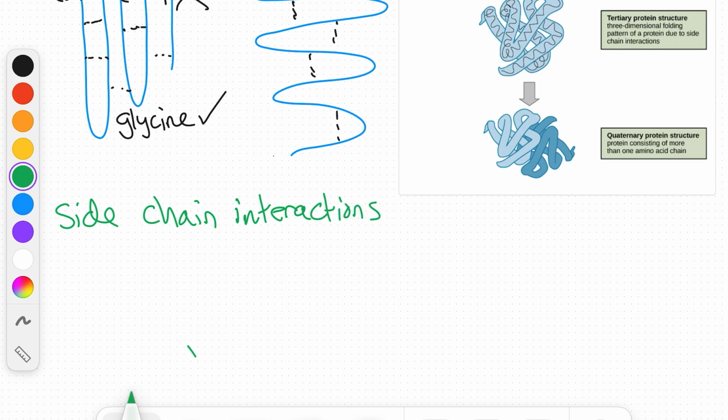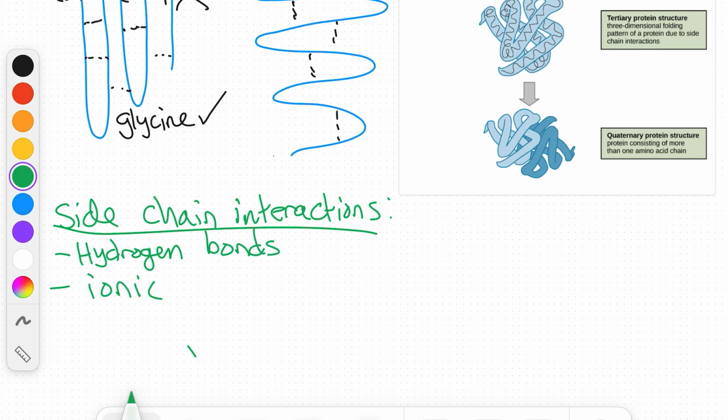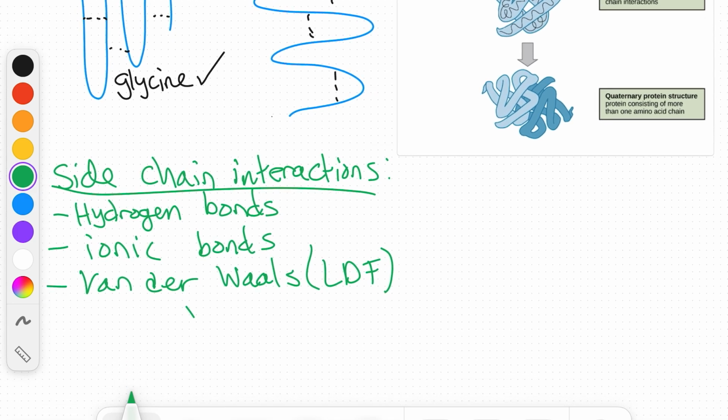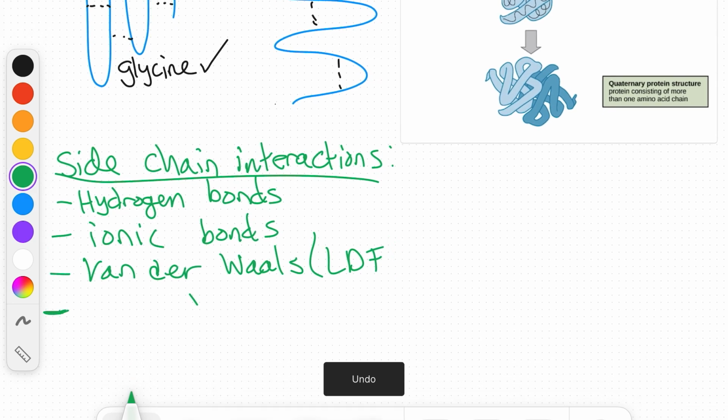Interactions. Just going to make a quick list of them. Okay, so yes, we have hydrogen bonds. We have charged amino acids that may create ionic bonds. We also have nonpolar amino acids which might create van der Waals, also known as London dispersion forces. We might also see some other non-covalent bonds such as dipole interactions.